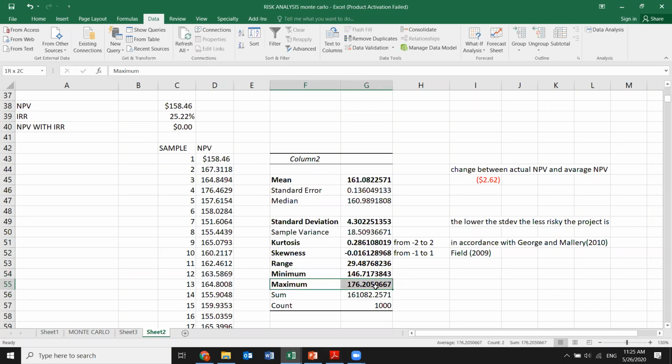But when it comes to the maximum amount, it shows that the best point you will be able to reach with these given conditions is 176,000.